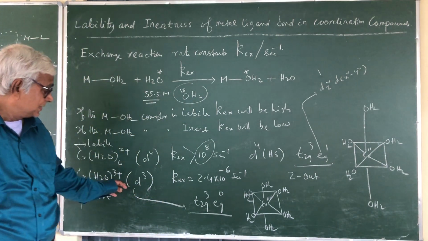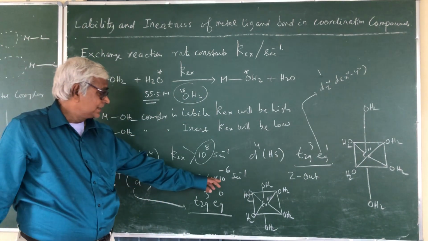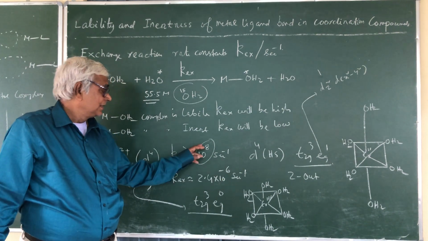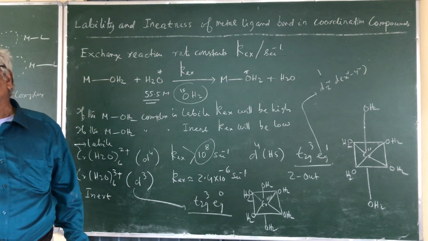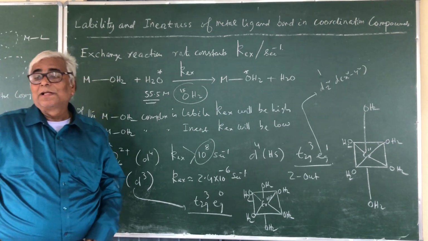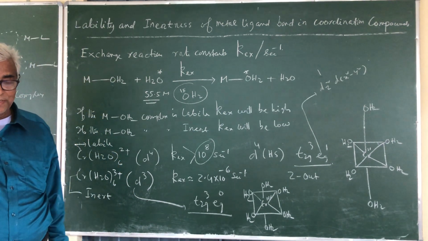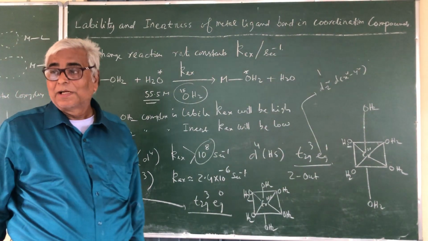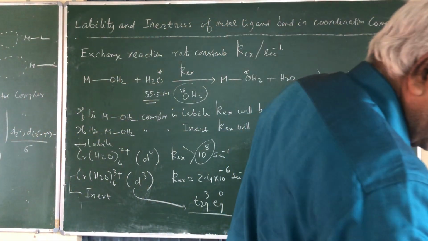So here there is no Z in Z out distortion. So here the exchange rate constant is 10 to the power -6. Here the exchange rate constant is 10 to the power 8. So the higher is the exchange rate constant, higher will be the lability. What is the conclusion? Higher is the exchange rate constant, higher will be lability.